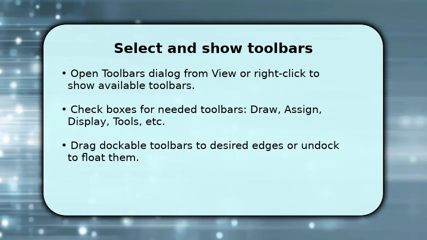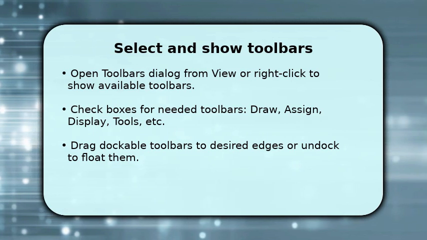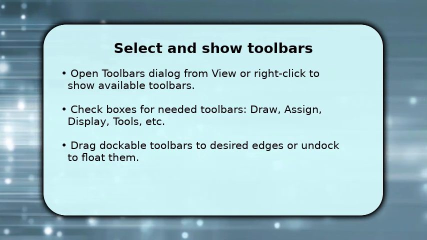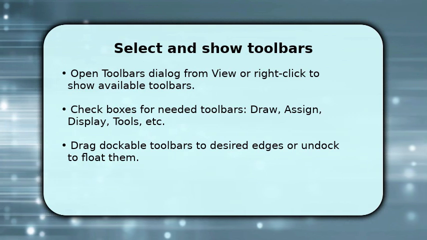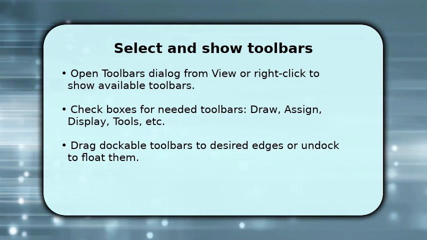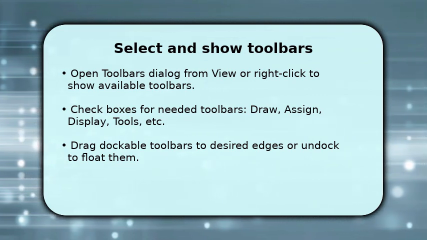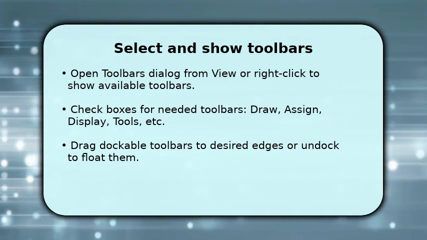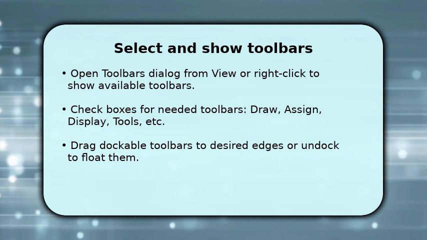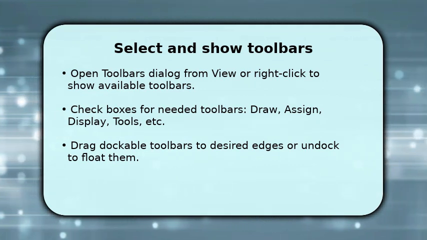You should check the boxes for the toolbars you need, for example, Draw, Assign, Display, and Tools, because checking is how you make them visible. Once visible, click and drag a toolbar's handle to dock it to the left, right, top, or bottom, or undock it to float. This lets you organize frequently used tools where they're fastest to reach.